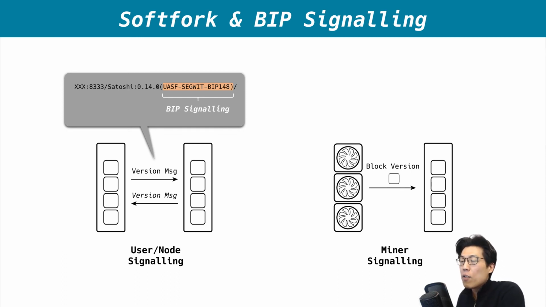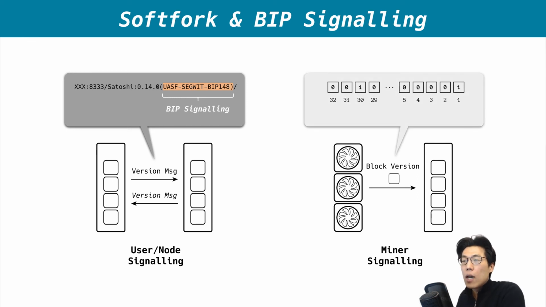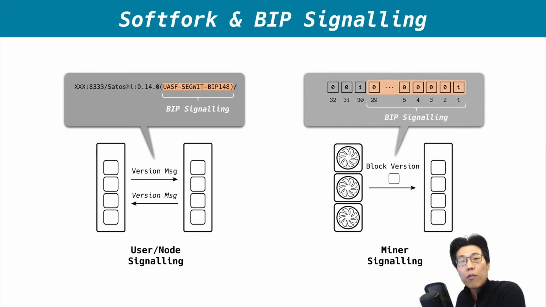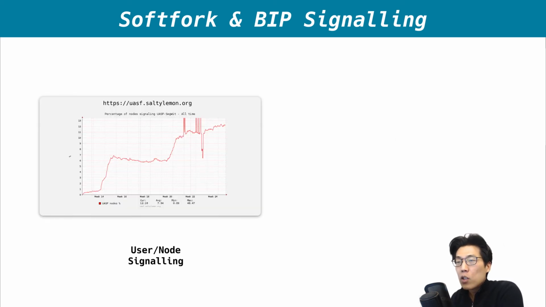In the case of the miners, the BIP signaling is done in the block version of the block they mine. So in the block version, the first 29 bits are reserved for BIP signaling. Each of these bits, if switched to 1, means the miner that mined that block supports that specific Bitcoin Improvement Proposal. So over time, it is then possible to observe how much of the network is in support of an upgrade.